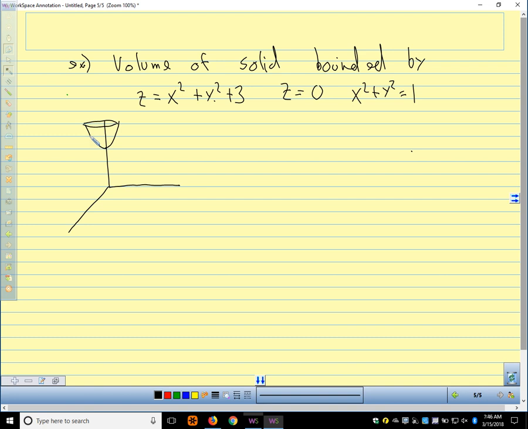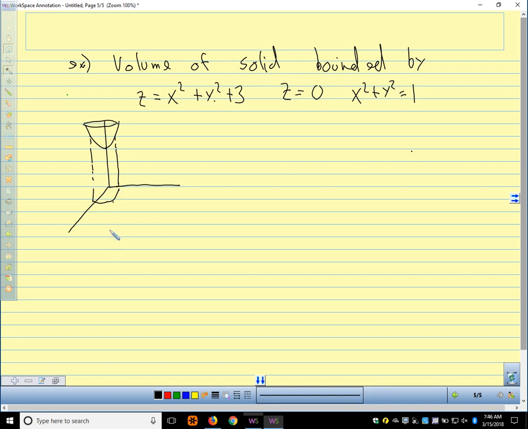What we're talking about is the volume inside this cylinder, but with this little scoop taken out here. So we have a tub of ice cream, and we have a parabolic shaped scoop, and we take a scoop out. We want the volume that's left inside there.